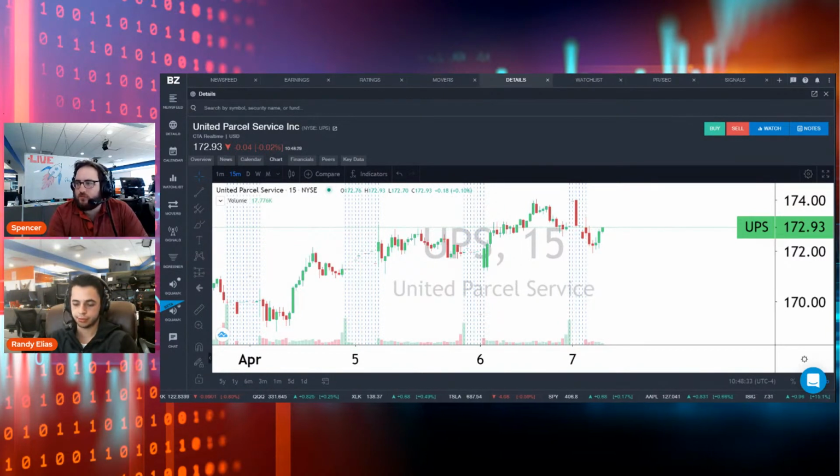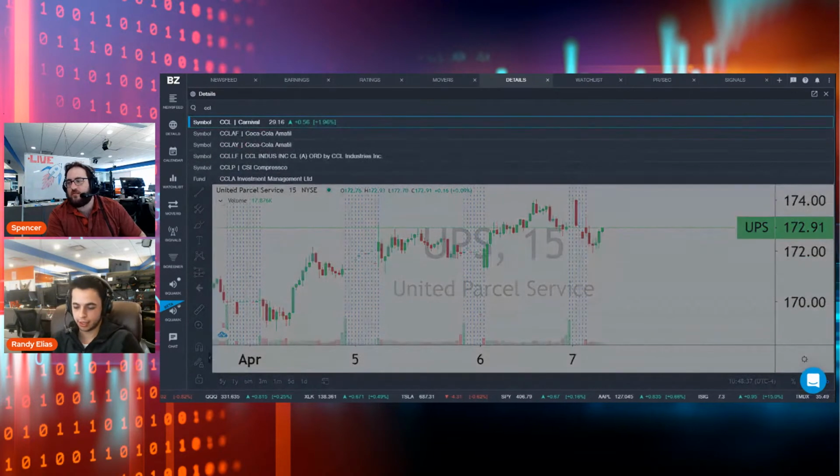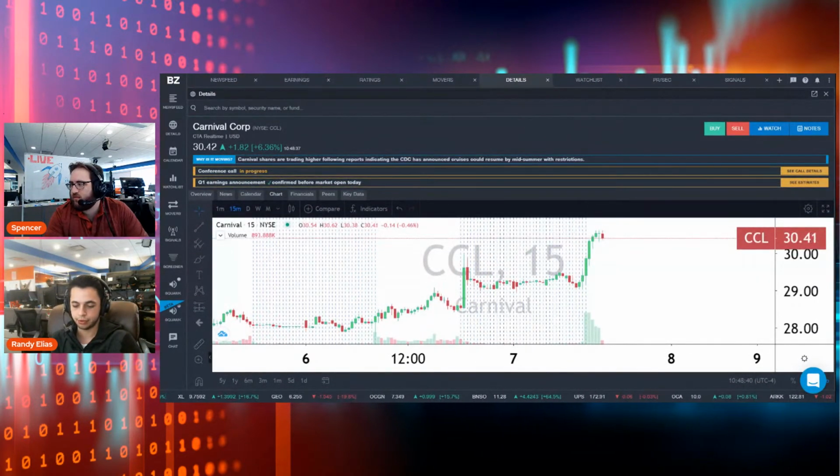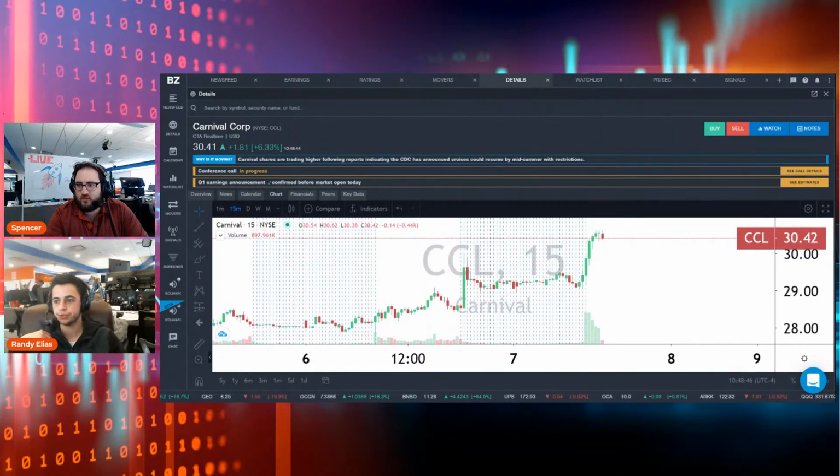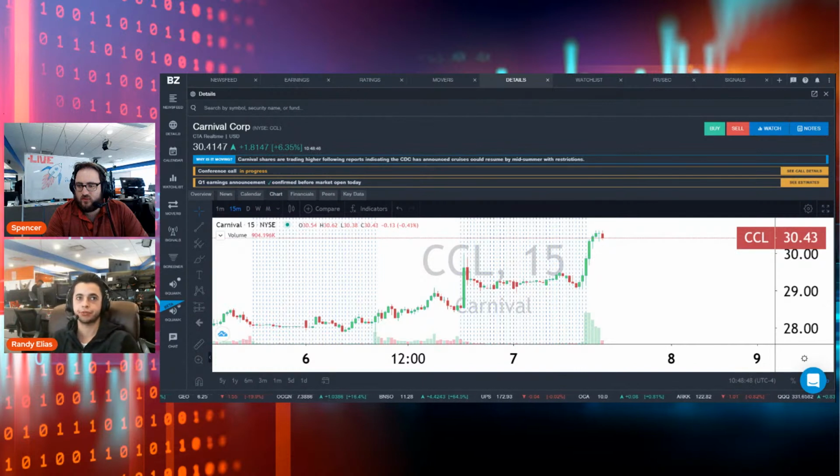Some stocks that are moving. Let's go to those. Cruise lines. Norwegian, Carnival, Royal Caribbean are all trading higher today. The CDC had an announcement that cruises could resume by midsummer with restrictions, of course, but them resuming is a great thing. It's a great step.